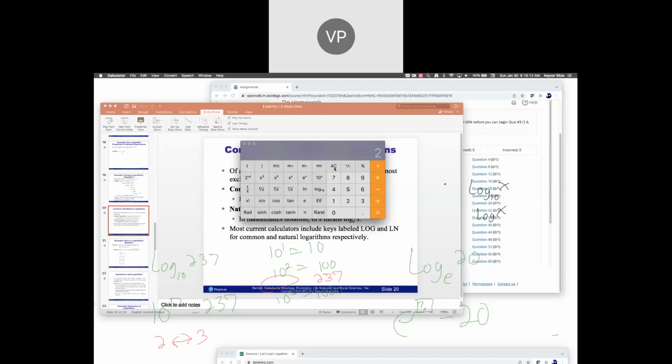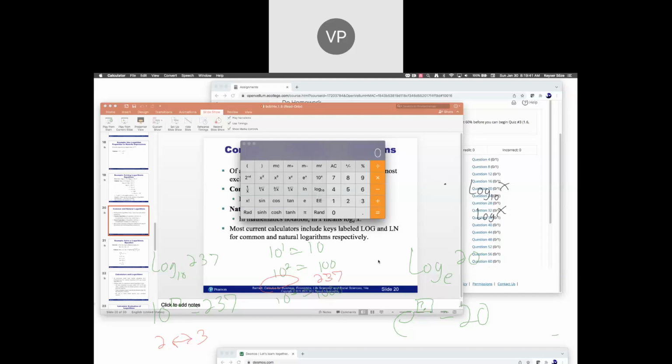And I talked about we can't do 237 by hand, but I can hit the log button and you see I get 2.374. That's the power that you put on 10 to give you 237. It just happens to be a 2.37. Don't think it's always going to be that way. But if I was to say, give me the log of 789, it's 2.89 something, up there, getting close to 3. So you can hit that for anything base 10.